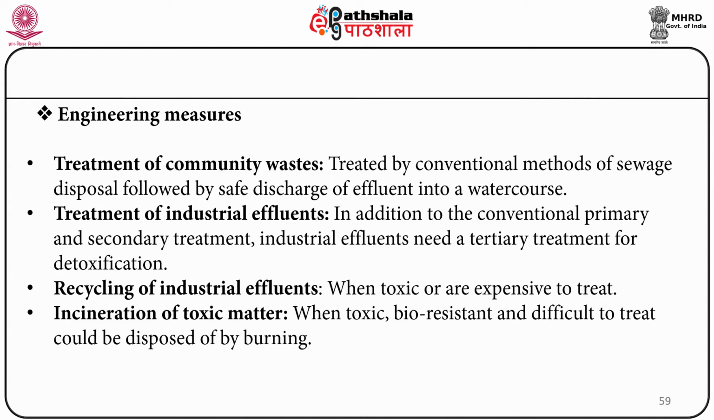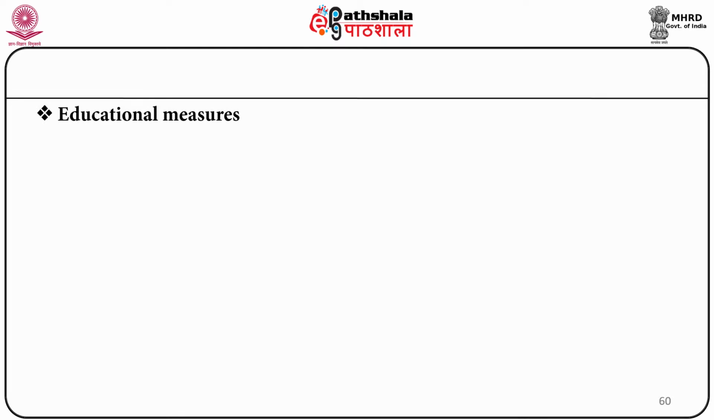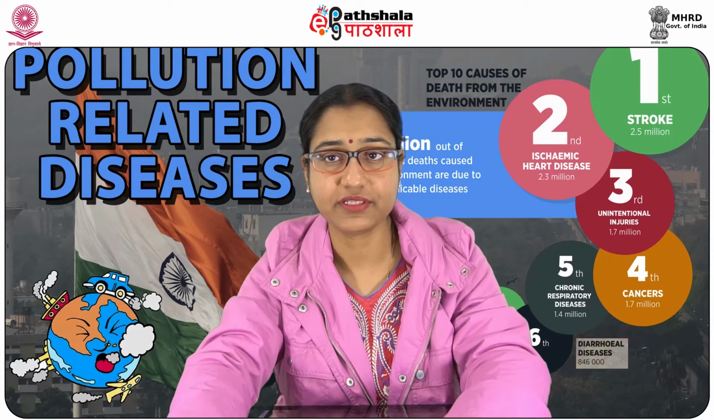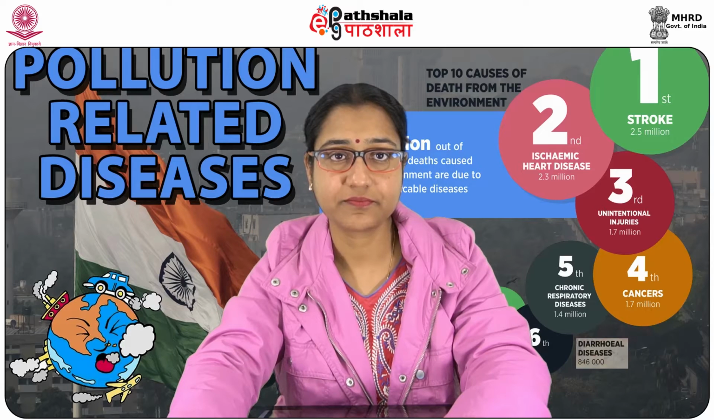Next is educational measures. Education of people on water pollution, its impact on human health, and the urgency of preventing it can facilitate prevention and control of water pollution at all levels, that is community, industrial, and agricultural levels.